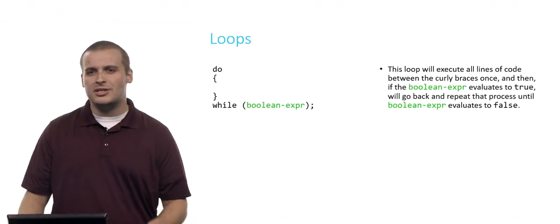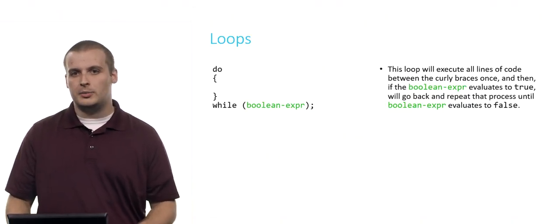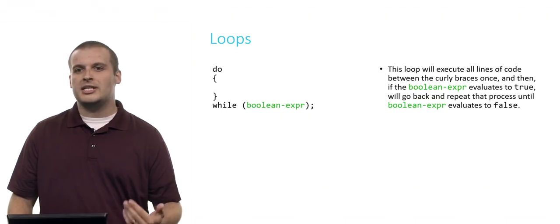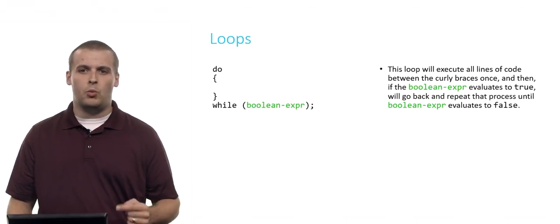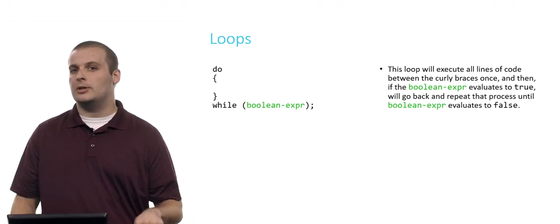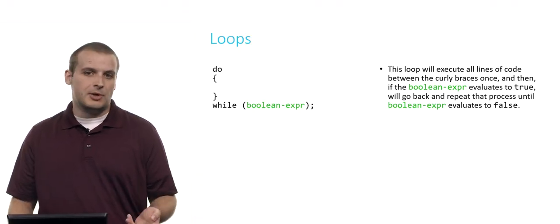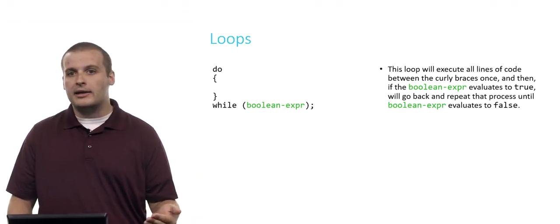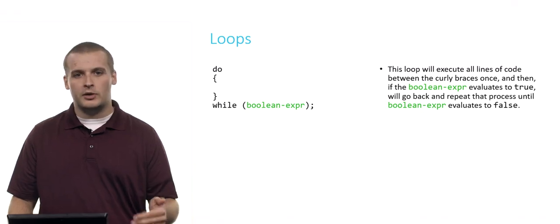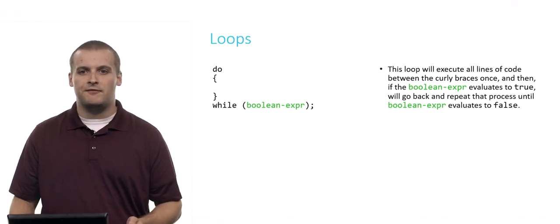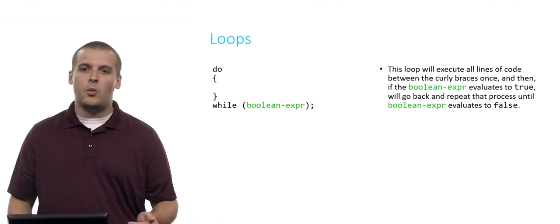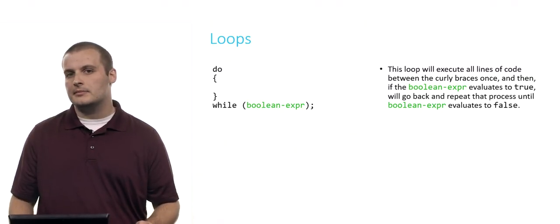The next kind of loop is actually pretty similar. It's called a do-while loop. This loop will execute all of the lines of code between the curly braces once, and then it will check the Boolean expression. If the Boolean expression evaluates to true, it'll go back and repeat that process over and over and over until the Boolean expression evaluates to false. So this loop, unlike a while loop, is guaranteed to run at least one time. This can be pretty useful.